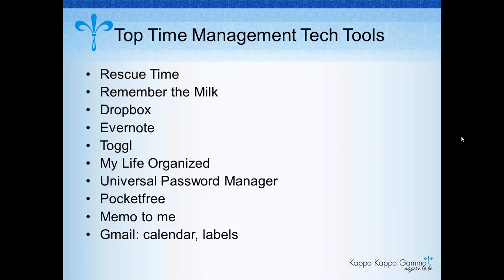And then, of course, Gmail and Google, so we can use our labels in Gmail to really organize and categorize things to help us find them and retrieve them later on. And our calendar, where you can, of course, set pop-ups and reminders as well.